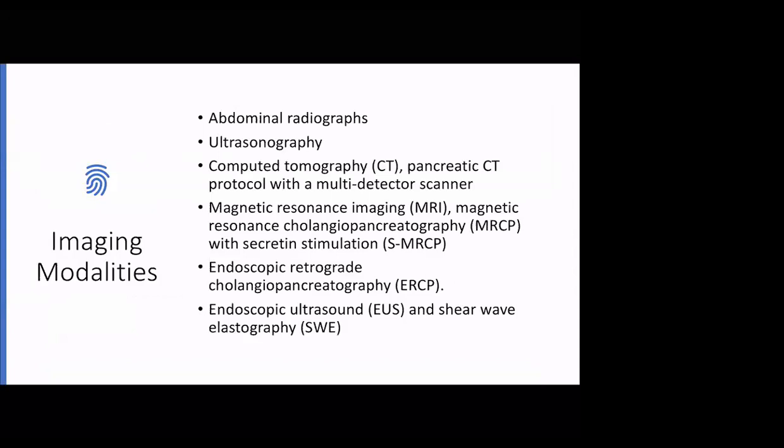الإيمجينج modalities اللي نقدر نشوف بيها الكرونيك pancreatitis تبدي من الابدومينال راديوجراف، ultrasonography، الكمبيوت CT and multi-detector CT scanner، الMRI والMRCP والsecretin stimulation MRCP، الERCP and endoscopic ultrasound and shear wave elastography.